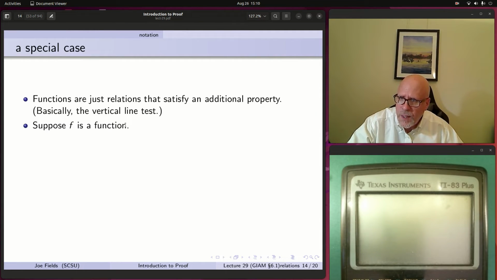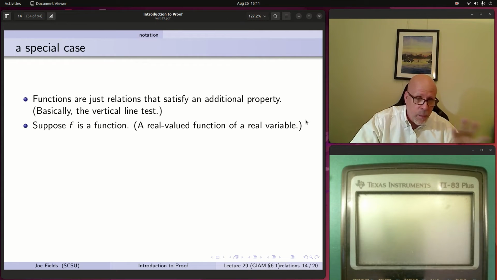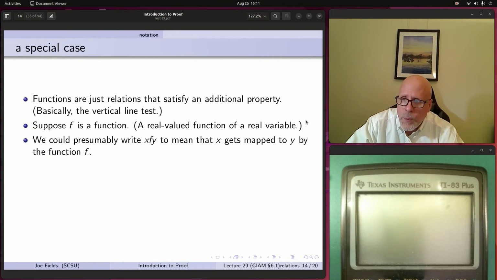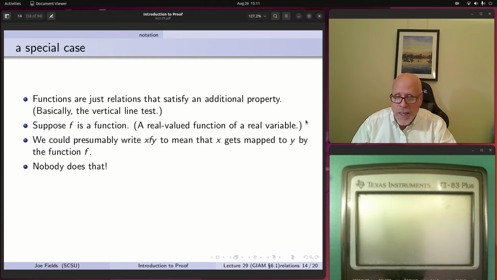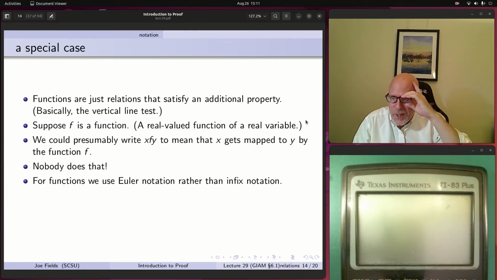If you've got a function f, I am thinking right now of a real valued function of a real variable. So the sets A and B are both R. You could presumably write x f y to mean that x gets mapped to y by the function f. That would be the relations way to say what f is doing. But that's not something anybody does. The whole world uses this notation that was created by Leonhard Euler. Ooh, this is another chance to go to the history of math page, but I think I'll hold off and let you follow up on that if you'd like to.